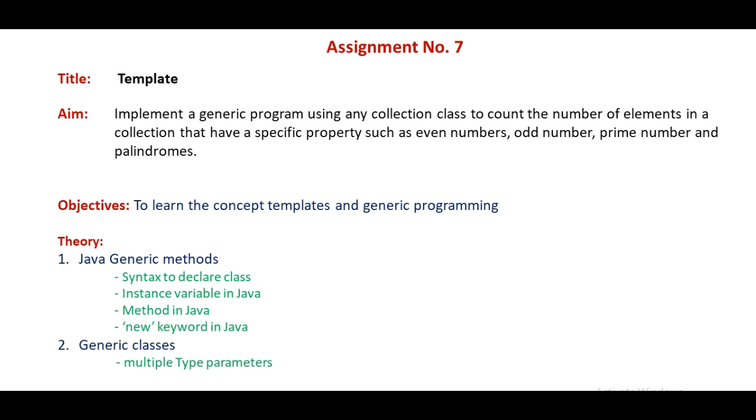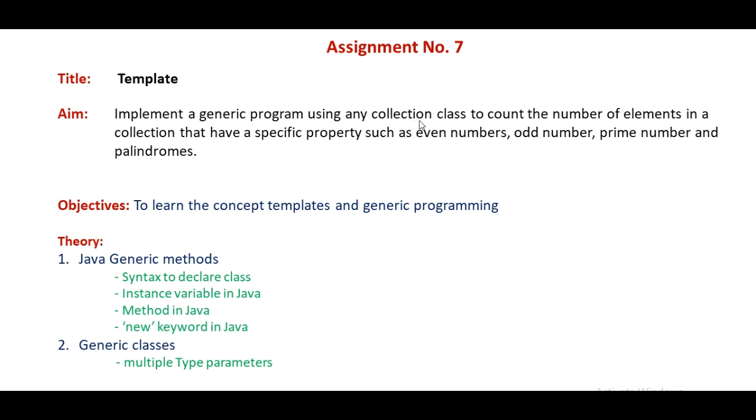In this video, we are going to cover the next practical of object-oriented programming lab, that is assignment number 7, template. The statement is to implement a generic program using any collection class to count the number of elements in a collection that have a specific property such as even number, odd number, prime number, and palindrome.